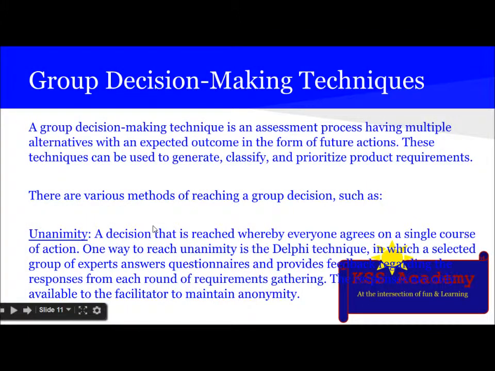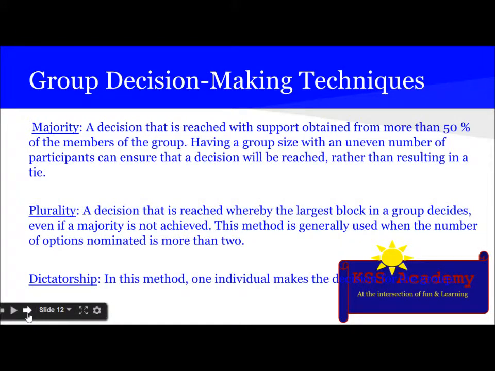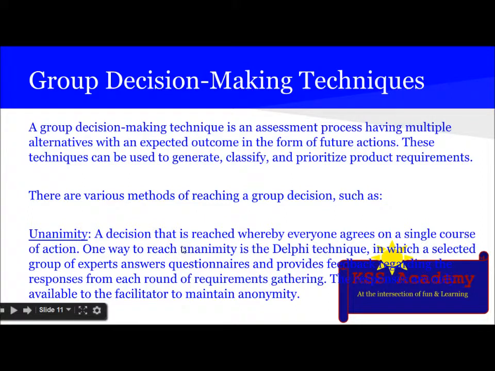Then there is the group decision making technique, where there are various methods for reaching group decisions such as unanimity, majority, plurality, and dictatorship. In the case of unanimity, a decision is reached where everyone agrees on a single course of action. One example is the Delphi method, in which a selected group of experts answers questionnaires and provides feedback regarding the response of each round of requirement gathering.